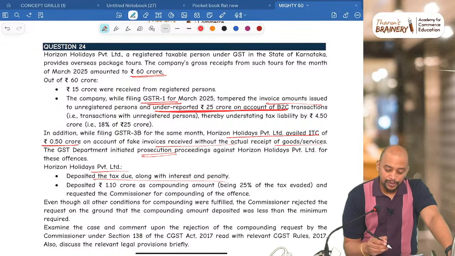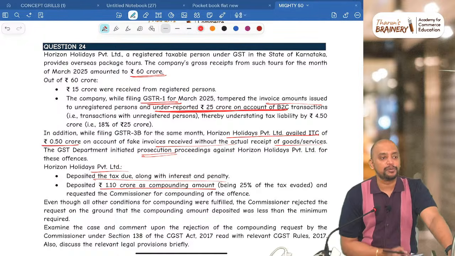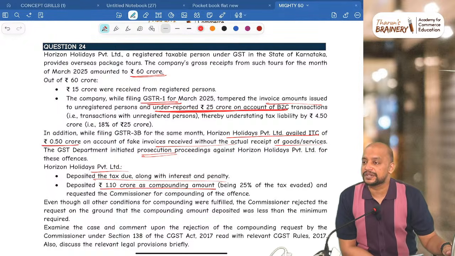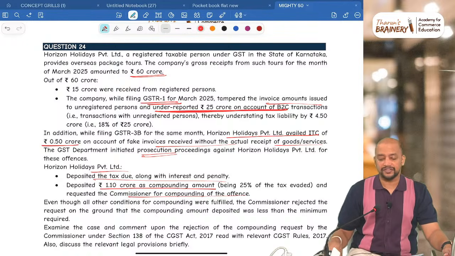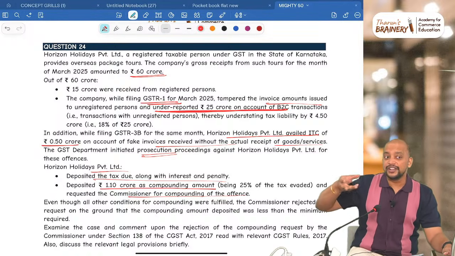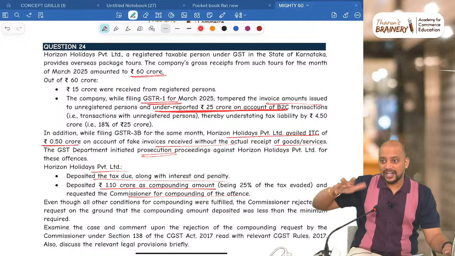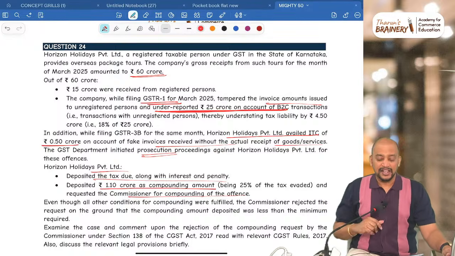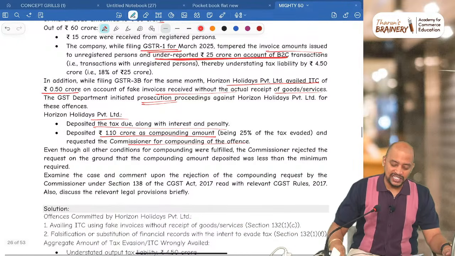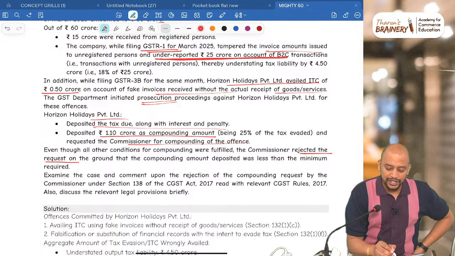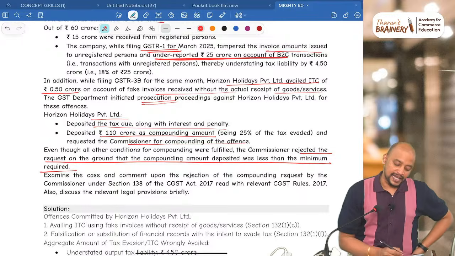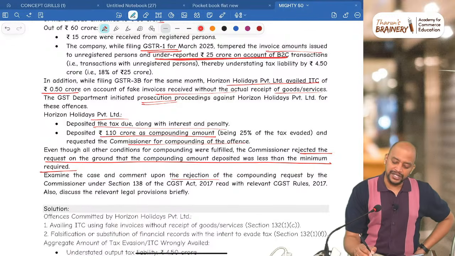Okay. Deposited 1.1 crore as compounding amount, being 25% of the tax evaded, and requested the commissioner for compounding of the offence. You understood how they will give a question on compounding? They have not asked, but they can make a question like this. Now, even though all conditions for compounding were fulfilled, the commissioner rejected the request on the ground that the compounding amount deposited was less than the minimum required. Examine the case and comment on the rejection of the compounding amount request by the commissioner under section 138.